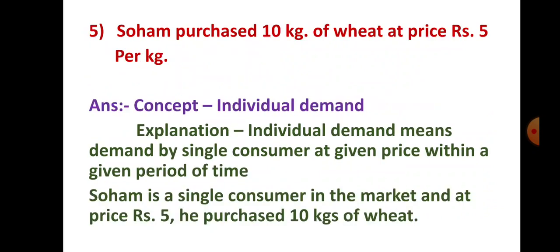Now let us see the next illustration. Soham purchased 10 kg of wheat at price rupees 5 per kg. So you have to identify the concept here, and the concept is individual demand. Immediately you will get 1 mark and 1 mark for writing the explanation. So you have to write the explanation of individual demand. Individual demand means demand by a single consumer in the market at a given price within a given period of time. So Soham is a single consumer in the market, and at price rupees 5 he purchased 10 kilograms of wheat.